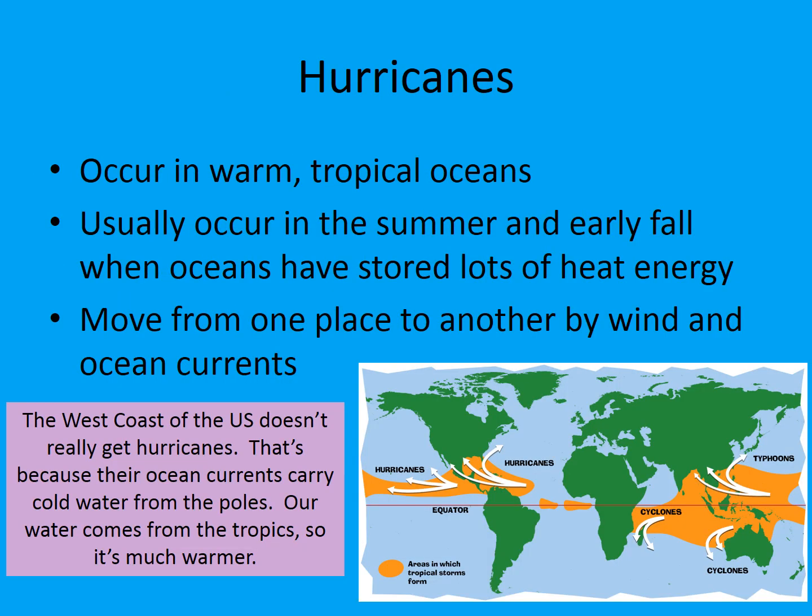Our last thing that we're covering today are hurricanes. They tend to happen in warm tropical oceans. Notice that California doesn't really get a lot of hurricanes because its water is actually cold. It comes down from the poles. So we get a lot of hurricanes because our water comes from the tropics.